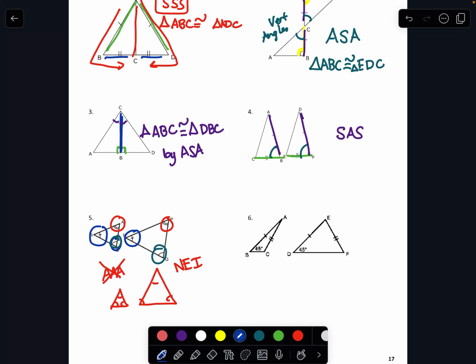And the final example right here, we've got two angles that are congruent with each other. But look, these two sides, the angle is not included. So we can't have SSA or even worse, ASS. That is not a postulate that helps us to prove congruency. So there is not enough information for this one.